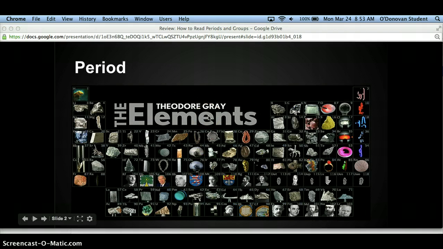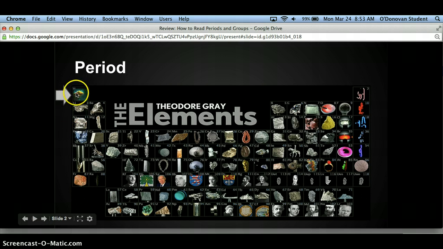So here is the periodic table of elements. On the test, if you got an NP, this is the reason why: it was difficult for you to read the periods and the groups. Remember, the periods are the ones that go from left to right. Here would be period 1. Period 1 has hydrogen and helium. Here would be period 2. There's lithium, beryllium, and it continues all the way over here to boron.